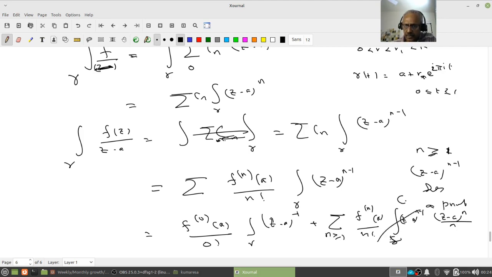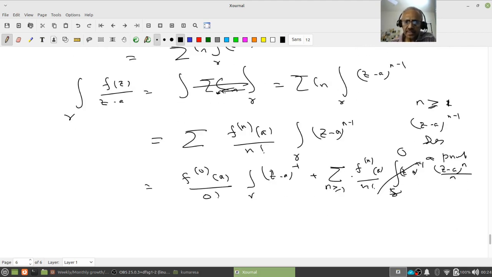But each one of the others is 0. Therefore what do you think I get? What is f^(0)(a)? It is f(a) divided by 0 factorial, which is 1, and therefore this is f(a) times the integral of 1 by z minus a over gamma, which is 2 pi i. From the definition of path integral we will get it. Therefore this is to be expected.